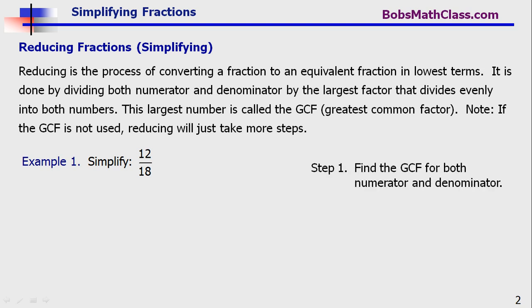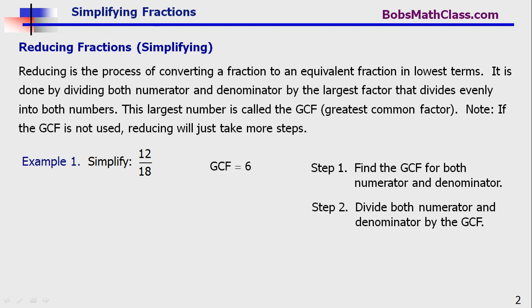So number 1, find the GCF. What's the largest common factor of 12 and 18? What's the largest number that divides evenly into both 12 and 18? Yes, that's right, 6. 6 is the largest number that divides evenly into 12 and 18.